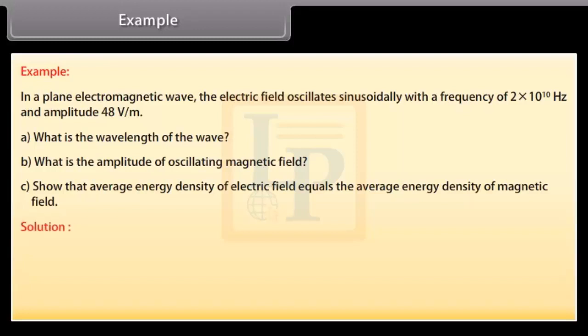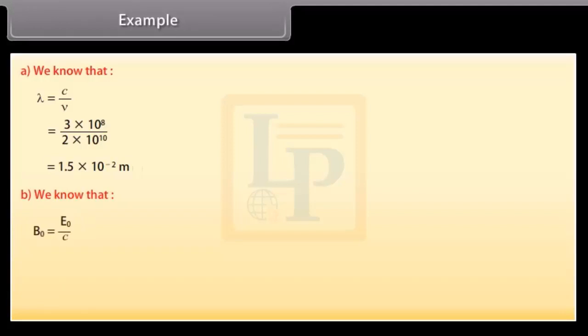Let's see the solution. Given values are nu, which is equal to 2 into 10 raised to the power 10 Hz, E naught equals 48 volt per meter. We know that lambda is equal to C upon nu. By putting and calculating the values, we get the wavelength of the wave, which is equal to 1.5 into 10 raised to the power minus 2 meter. We know that B naught is equal to E naught upon C. By putting and calculating the values, we get the amplitude of the magnetic field, which is equal to 1.6 into 10 raised to the power minus 7 Tesla.